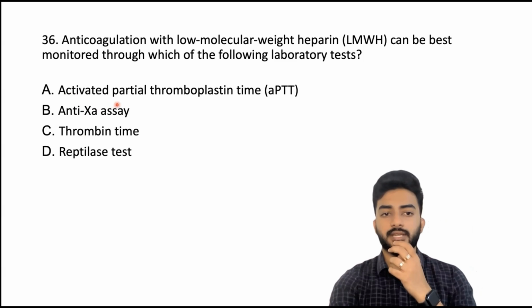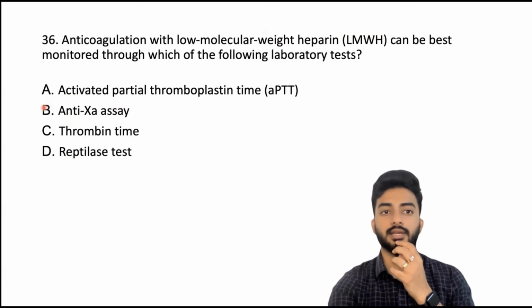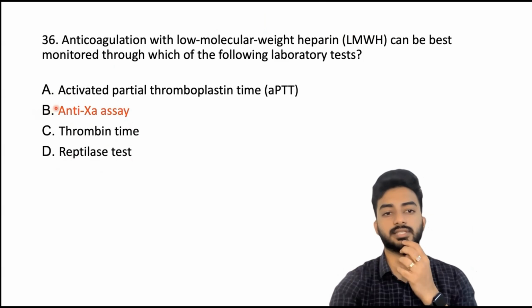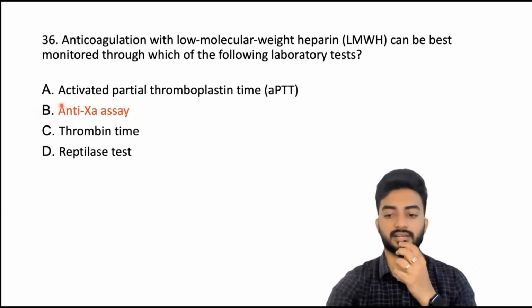Option A, APTT. Option B, anti-10A assay. Option C, thrombin time. Option D, reptilase time. So this is not heparin, this is low molecular weight heparin. So we have to find out the anti-10A assay to monitor the anticoagulation caused by low molecular weight heparin. So the answer for this is anti-10A factor assay.